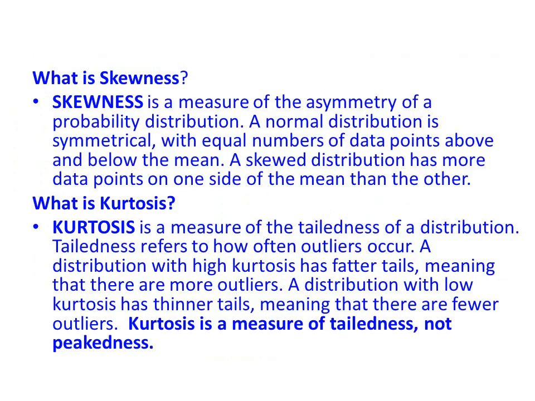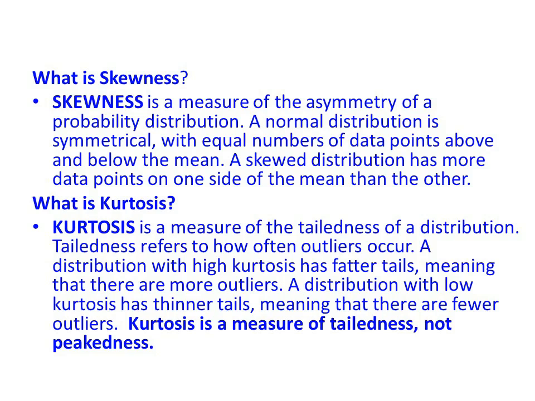What is skewness? Skewness is a measure of the asymmetry of a probability distribution. A normal distribution is symmetrical, with equal numbers of data points above and below the mean. A skewed distribution has more data points on one side of the mean than the other.